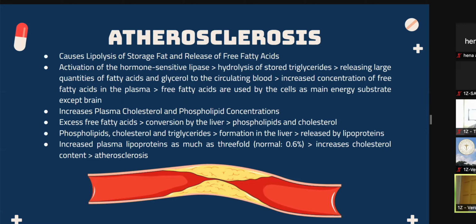So atherosclerosis: this causes lipolysis of stored fat and release of free fatty acids, activation of hormone-sensitive lipase, and hydrolysis of stored triglycerides, releasing large quantities of fatty acids and glycerol to the circulating blood. In turn, this increases the concentration of free fatty acids in the plasma, and free fatty acids are used by the cells as the main energy substrate except for the brain. Increased plasma cholesterol and phospholipid concentration: excess free fatty acids will cause conversion by the liver of phospholipids to cholesterol. So phospholipid, cholesterol, and triglyceride formation in the liver is released by lipoproteins. So increased plasma lipoproteins as much as 3-fold will now cause atherosclerosis.